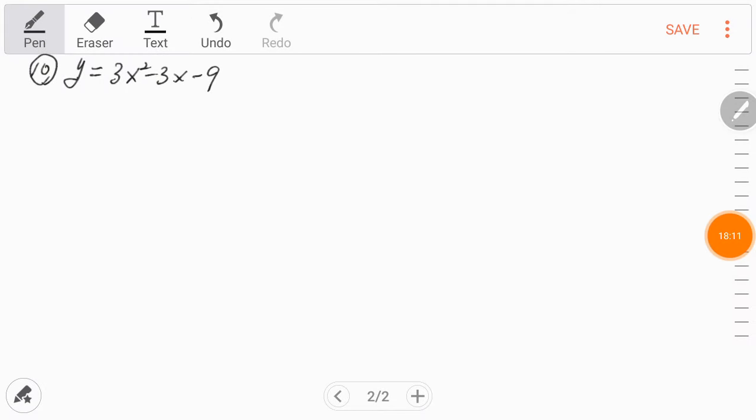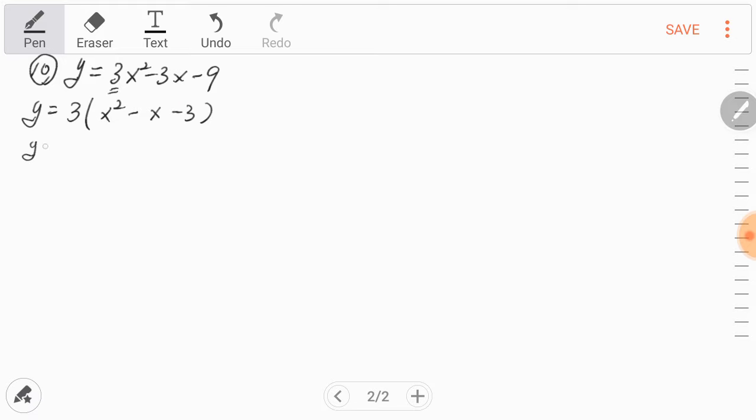Okay, for exercise number 10, we will do the same thing. So let's use both methods, the completing the square method and the vertex formula. Alright, then the completing the square method. Okay, in this case, the leading coefficient is not 1. So why don't we factor out 3? So that we have parenthesis x squared minus x minus 3.